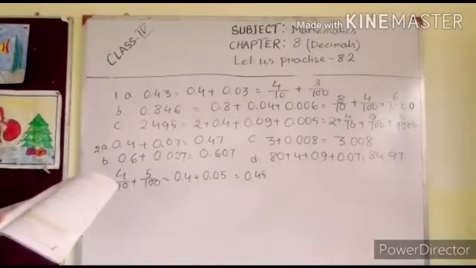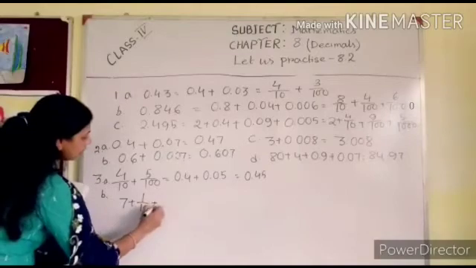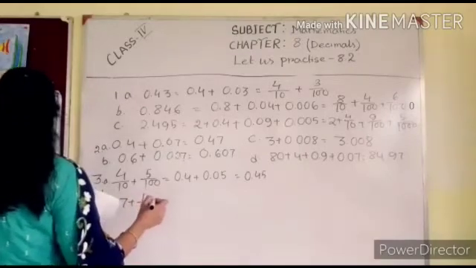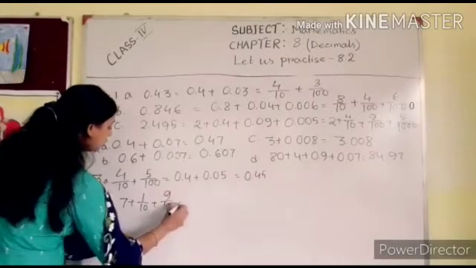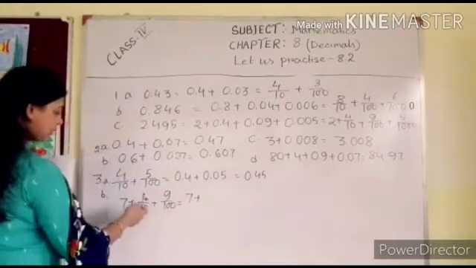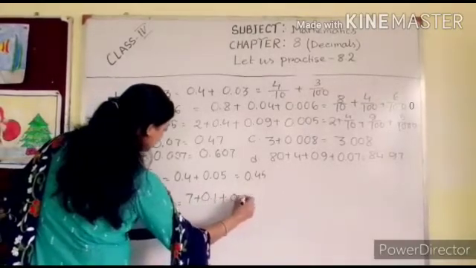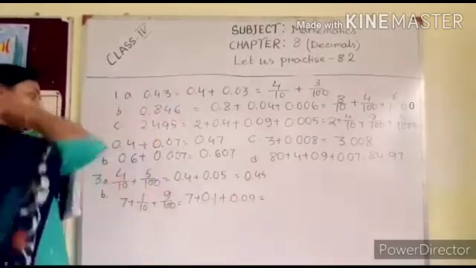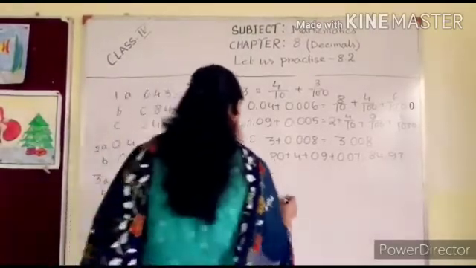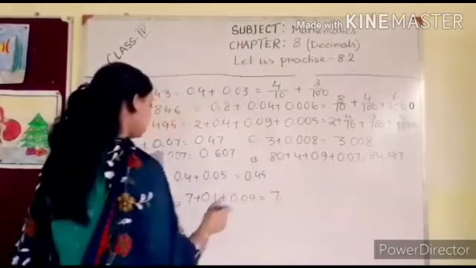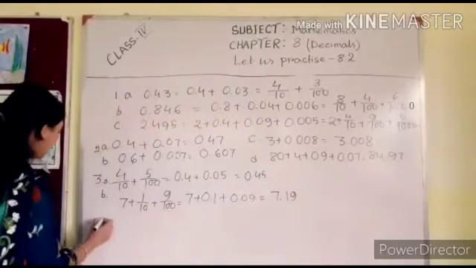7 plus 1 by 10 plus 9 by 100. 7 is a whole number, so 7 plus 1 by 10 means 0.1, plus 9 by 100 means 0.09. Now write this one: 7.19. Okay. Now number C.